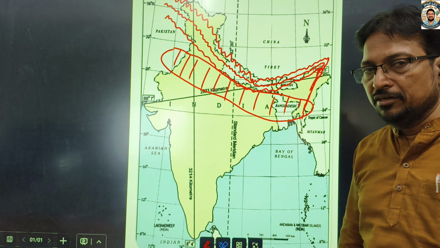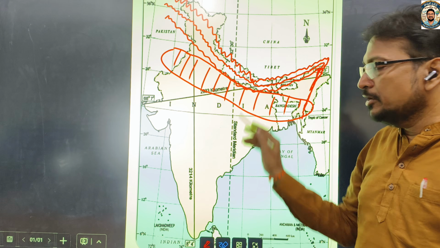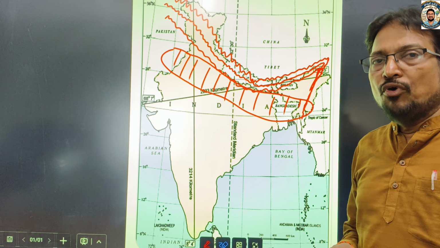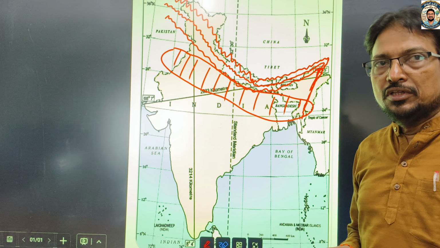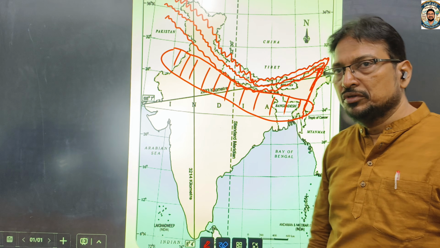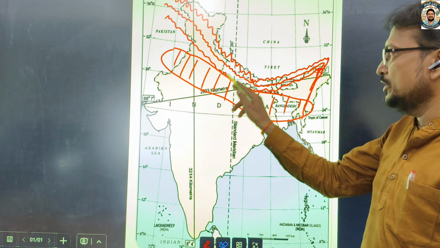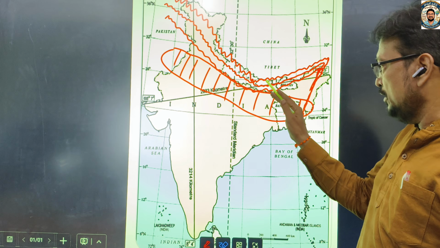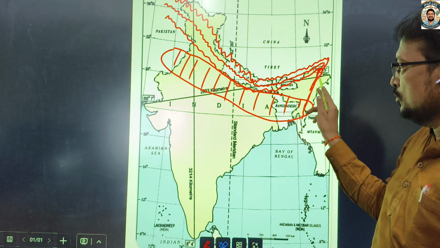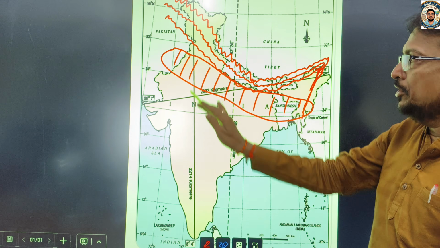This Indo-Gangetic Plain is again classified into three parts: Western Indo-Gangetic Plain, Central Indo-Gangetic Plain and Eastern Indo-Gangetic Plain. This plain is mainly formed because of three important rivers. The Indus River and its tributaries influence the western part, the Ganga River and its tributaries influence the central part, and the eastern part is influenced by the Brahmaputra River, which comes from Arunachal Pradesh, Assam and Meghalaya, then enters into Bangladesh. So this is about the Indo-Gangetic Plain.